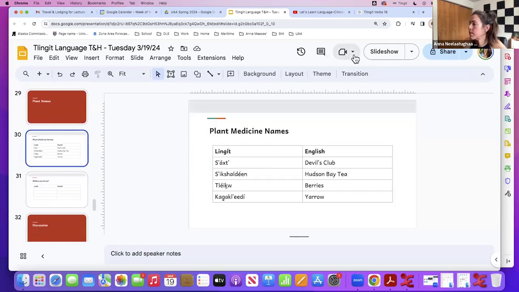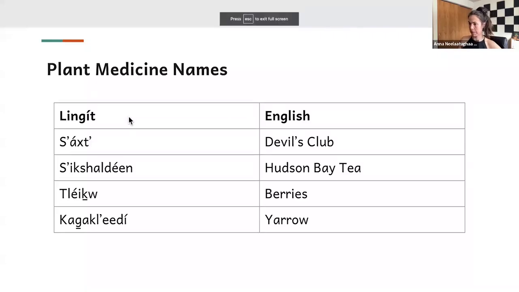Let's do the plant names. These are some of the plant medicine names that I know and eat and use. When we talked about having a discussion on Lingit Nagu, these are the ones that I wanted to share. So the first one is Devil's Club, and repeat after me.